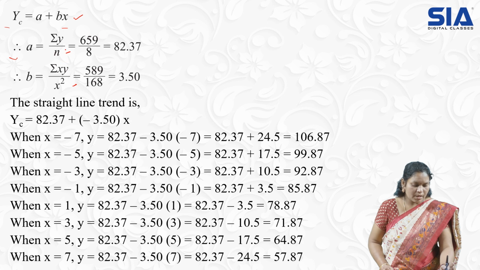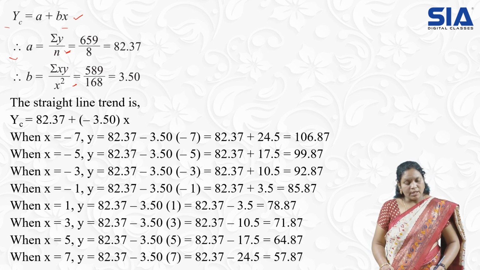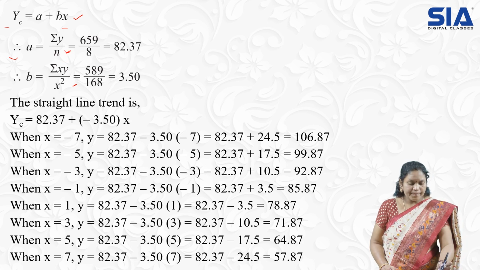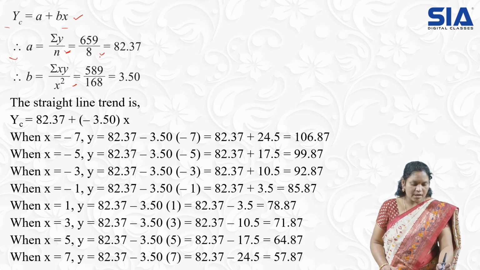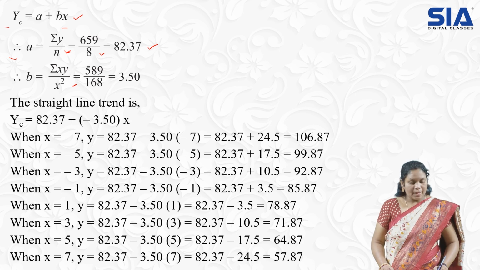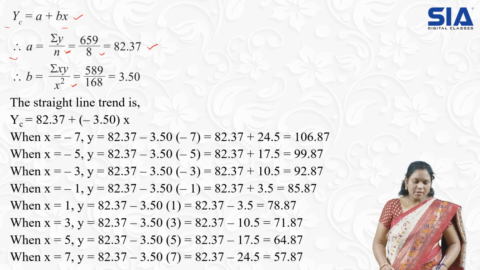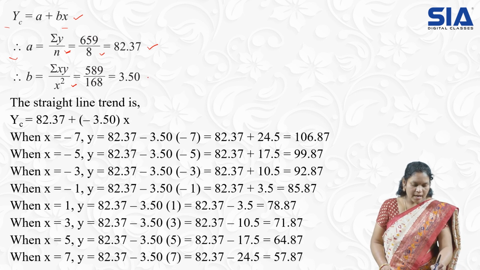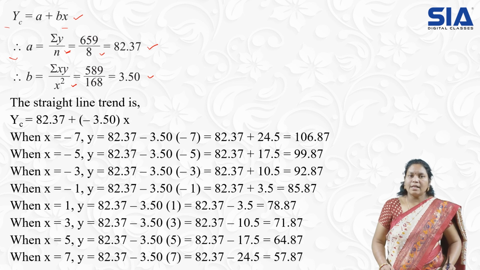So for the a formula, just now we discussed, summation y by n we have. So take that summation y total. n is 8. So 659 divided by 8. I've got my answer for small a. Now let us do b also. So the b formula is summation xy by summation x square. Substitute the values, get the answer. So here I have both a and b values.